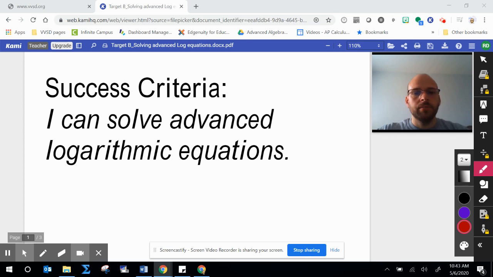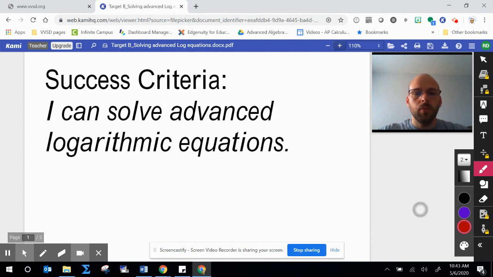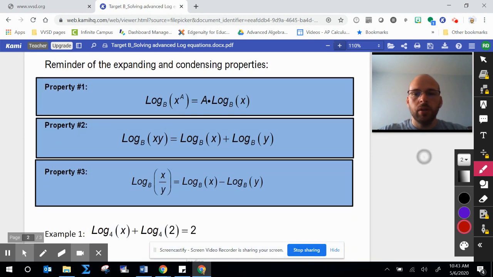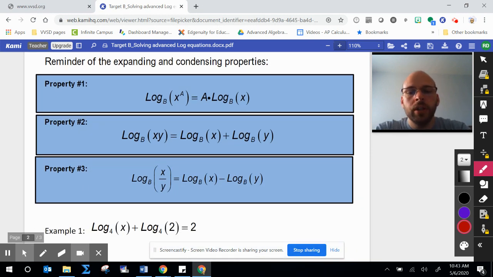Hello, everyone. Today's success criteria is that I can solve advanced logarithmic equations. Okay, so within the equations we have below, we're going to have to utilize the properties of logs that we learned earlier in this unit.